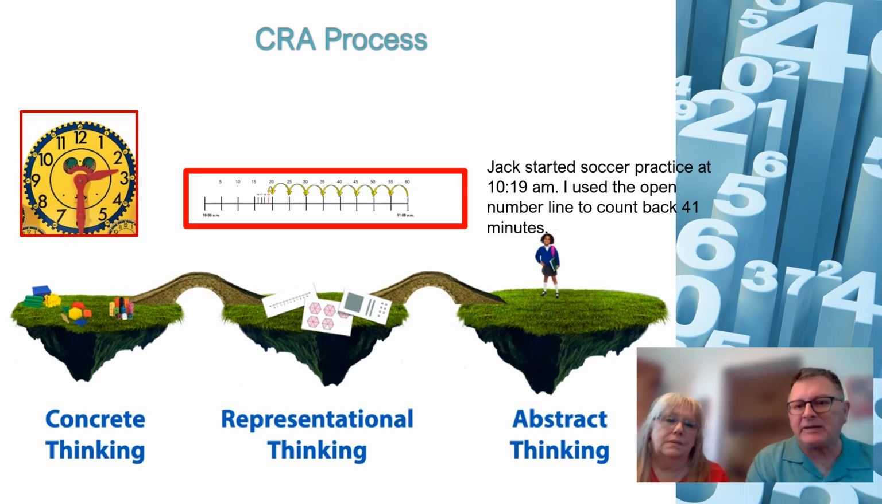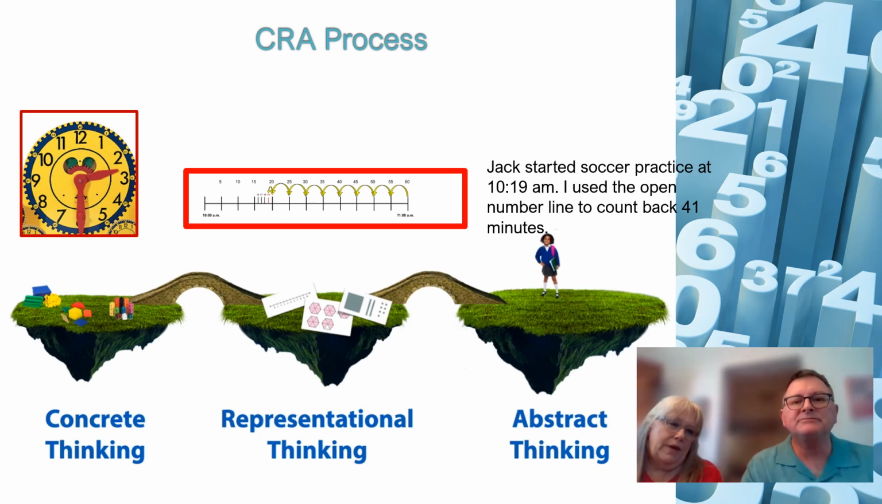So here's the CRA process. Once again, we can begin with actual clocks where students are manipulating the hour and minute hands, connecting that to open number lines, and then the abstract reasoning. If we think about that soccer problem, we had to figure out when Jack started playing soccer because we knew the end time. So we know he started at 10:19 because we counted back 41 minutes. So it's that kind of thinking.